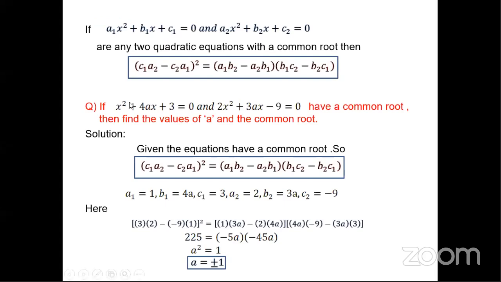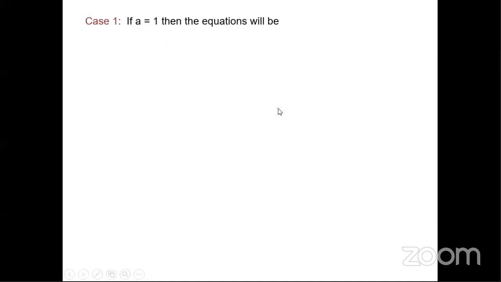Now a value is 1 and a is also taking minus 1. So we will try to see both the cases. When a is equal to 1, what happens? And when a is equal to minus 1, what happens? And what type of common roots you are getting, we will observe. Now in case 1, you have a is equal to 1. In the first equation, where you have 4ax, in the place of a we will substitute 1. So you will get x square plus 4x plus 3 equal to 0.